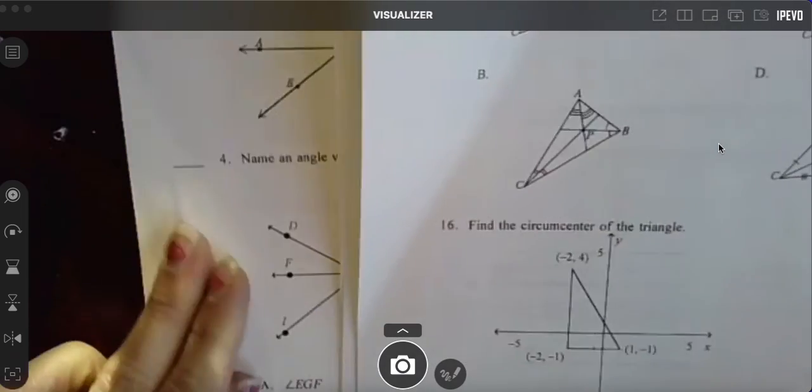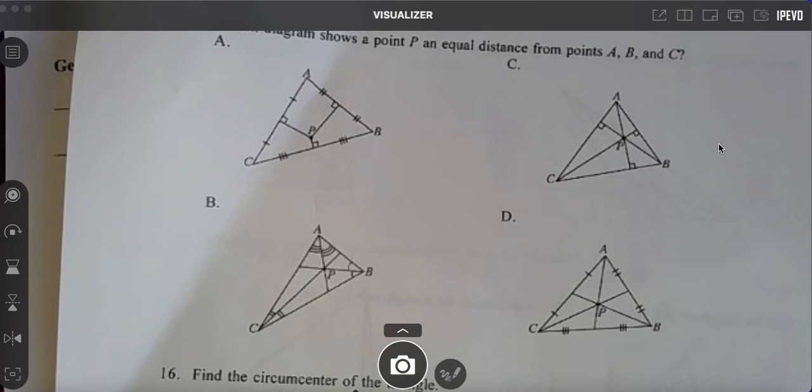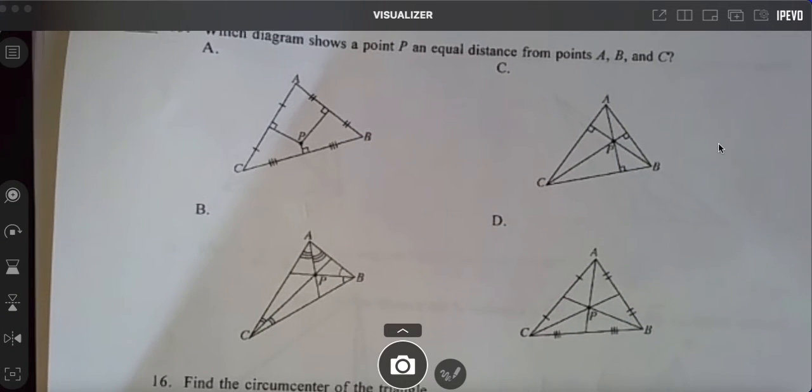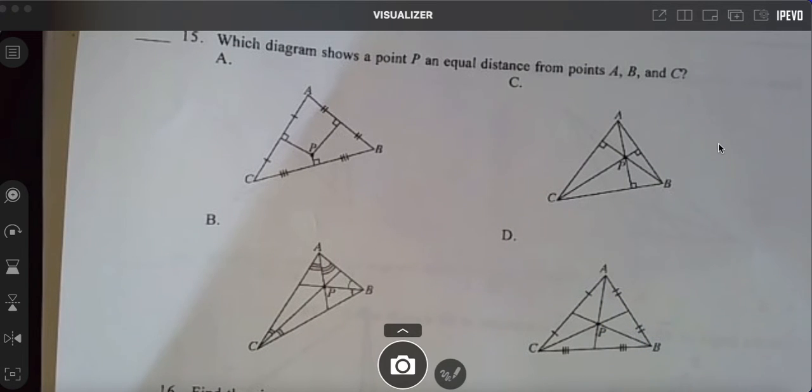Number 15. Which diagram shows a point P that is an equal distance from A, B, and C? D? I thought somebody said B. I was like, you got what? D. Yes, D. P is an equal distance from A, B, and C. You can kind of just look at it and tell though, right? Yeah, but it is D.